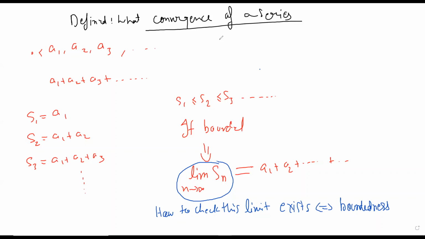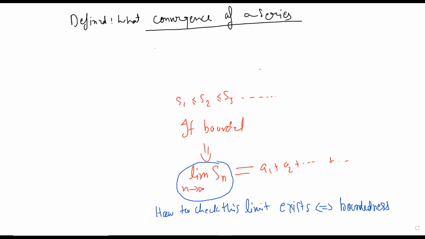Boundedness is the only thing we need to check, because we are not interested in what the series actually sums to. We are just interested in knowing whether it sums to something or not. Most of the time it's impossible to find the actual sum. So just making it clear, the limit as n tends to infinity of Sn.